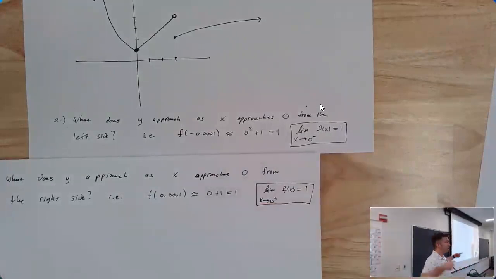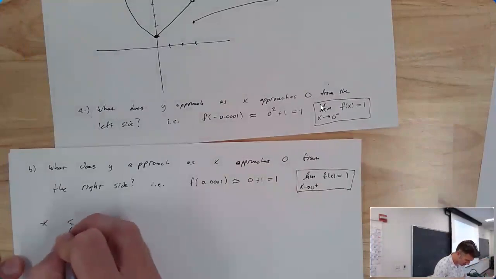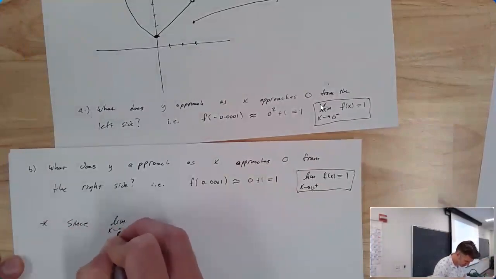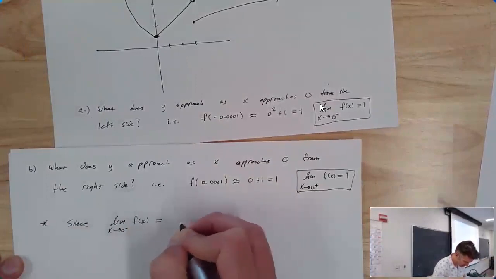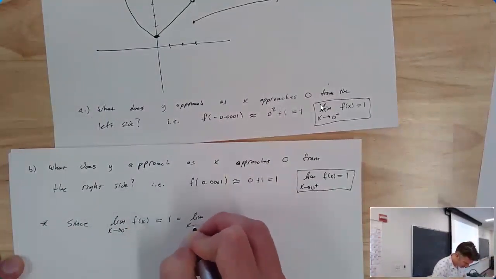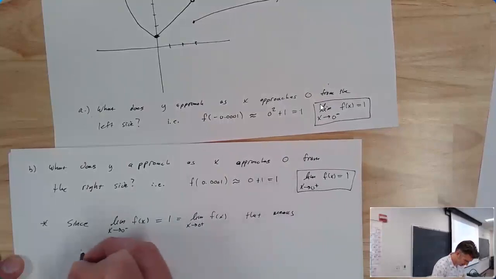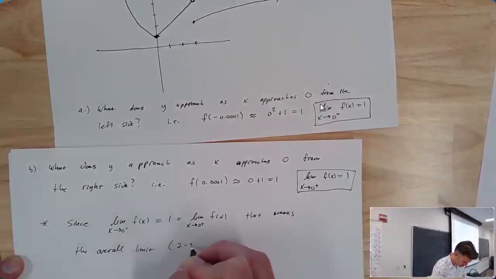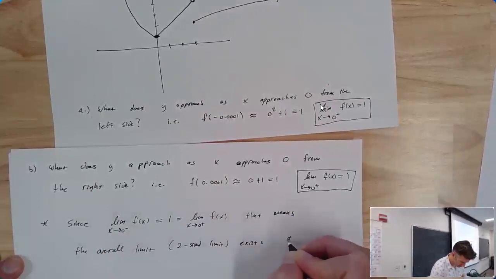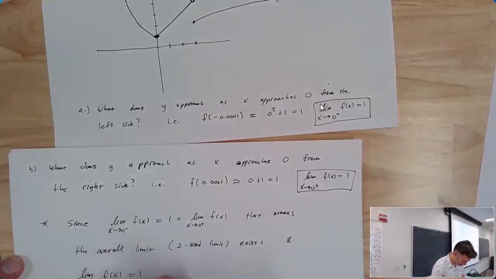And then, because the left-hand limit and the right-hand limit are the same, exactly what you said, the overall limit exists, meaning since the limit as x approaches 0 from the left of f of x is equal to the limit as x approaches 0 from the right of f of x, that means the overall limit, or the two-sided limit, exists. And we have that the limit as x approaches 0 of f of x is equal to 1.